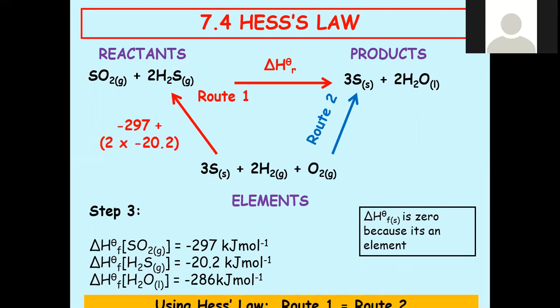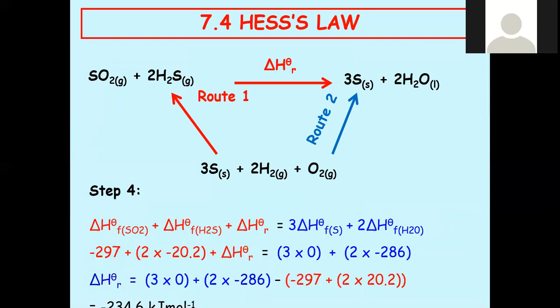So if we then put the numbers into this, we'd go with minus 297 because that is our enthalpy formation change of SO2, plus 2 lots of minus 20.2. Other side, 3 times 0, because obviously it's 0 because we're going from an element to an element, plus 2 lots of minus 286. Step 4, actually work these out.